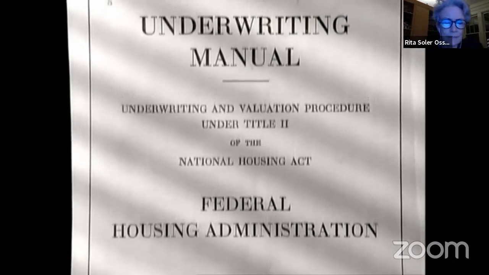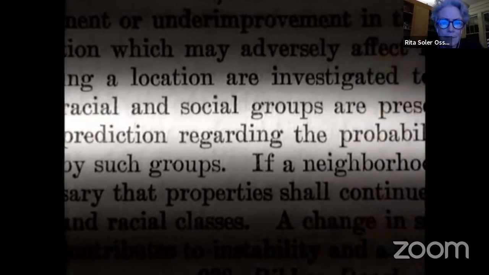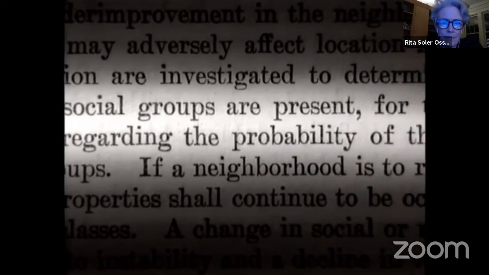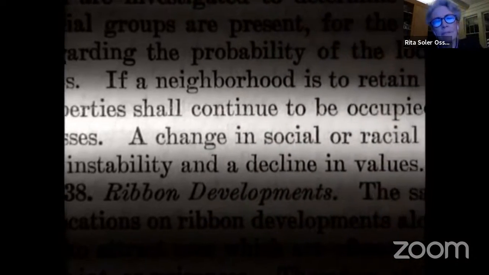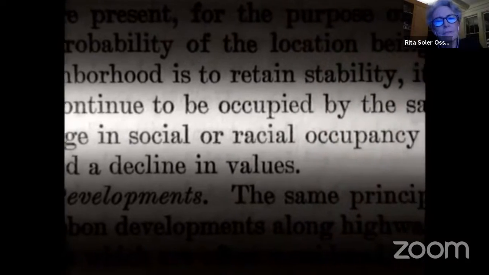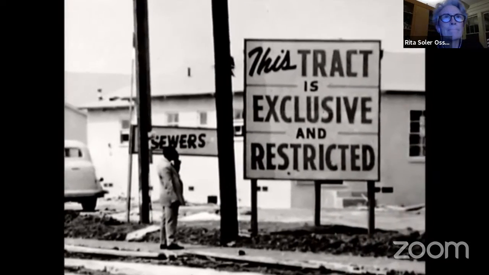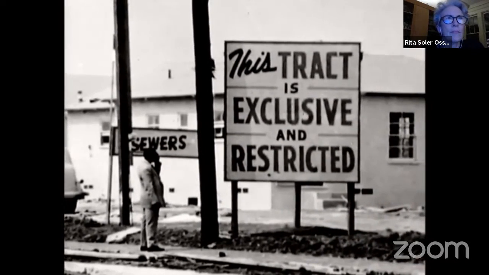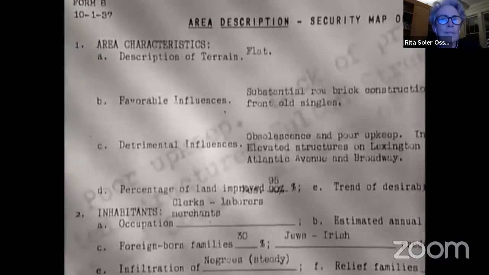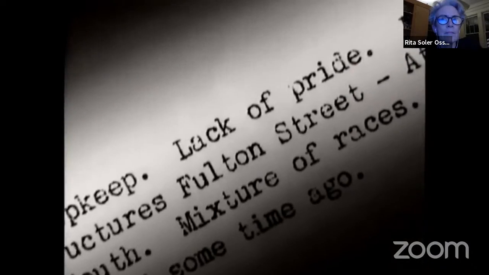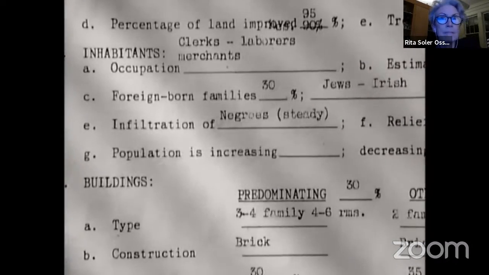The FHA underwriters warned that the presence of even 1 or 2 non-white families could undermine real estate values in the new suburbs. These government guidelines were widely adopted by private industry. Race had long played a role in local real estate practices. Starting in the 1930s, government officials institutionalized the national appraisal system, where race was as much a factor in real estate assessment as the condition of the property.